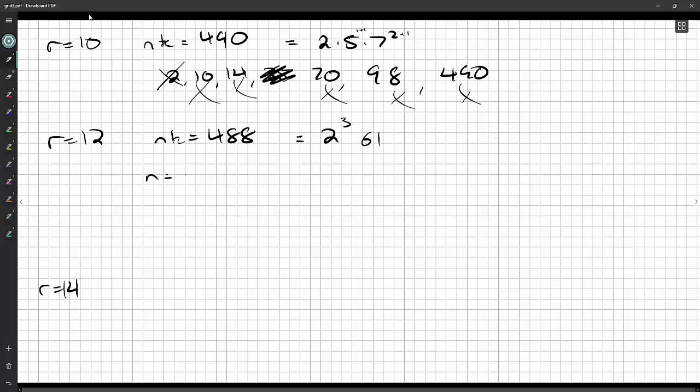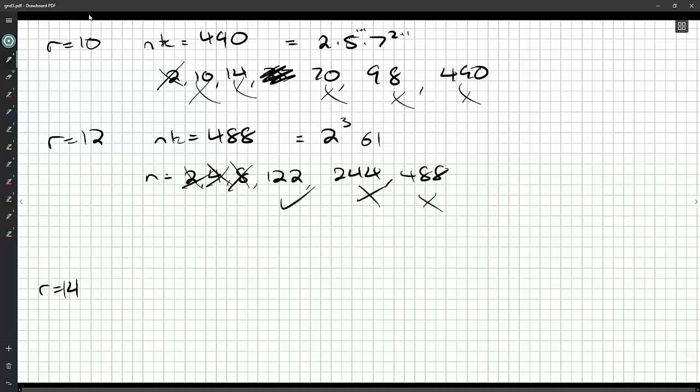So n could be 2, 4, 8, or 122, or 488, or 244. These ones are out. This one leaves a remainder of 2. This one leaves a remainder of 4. And this one leaves a remainder of 8. So we only have 1 coming from this group. And finally 14. So nk is 486.